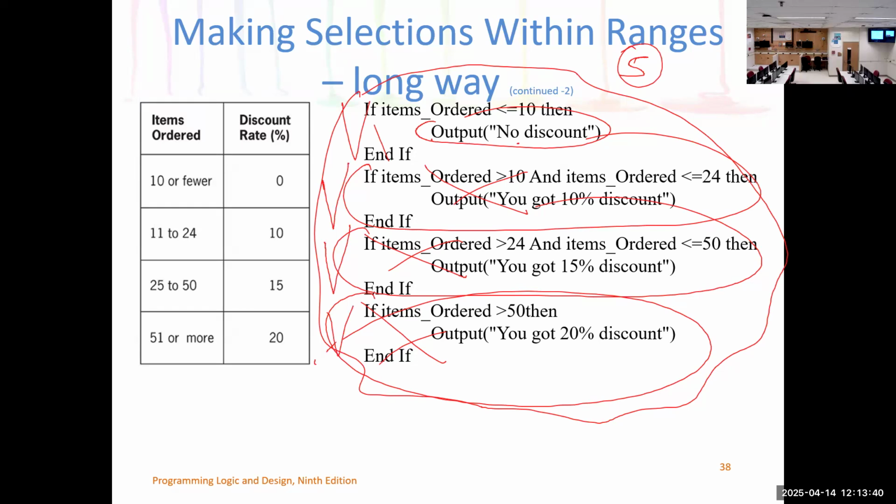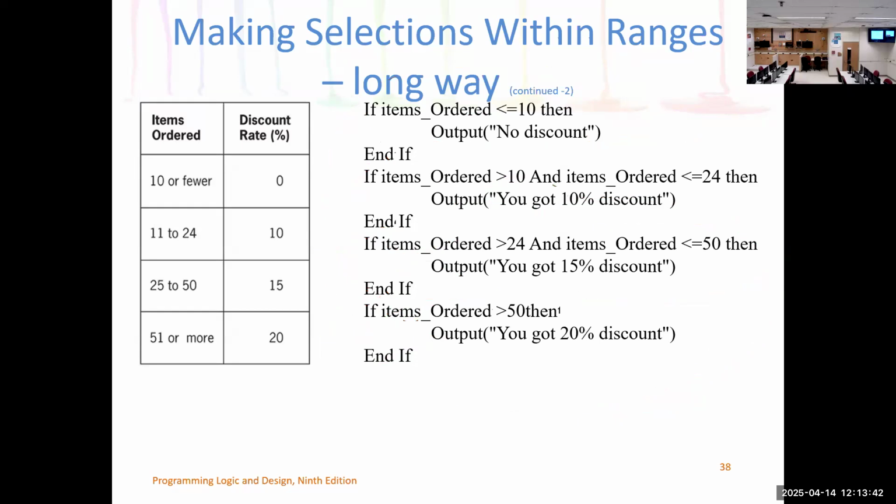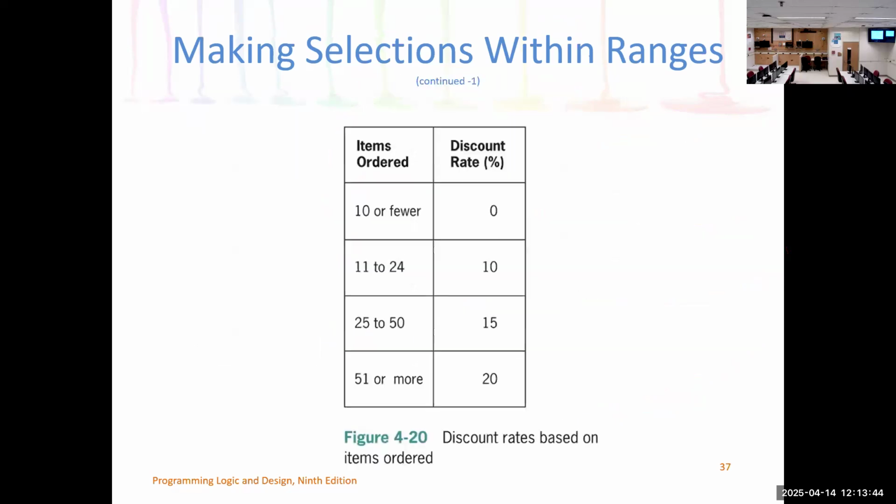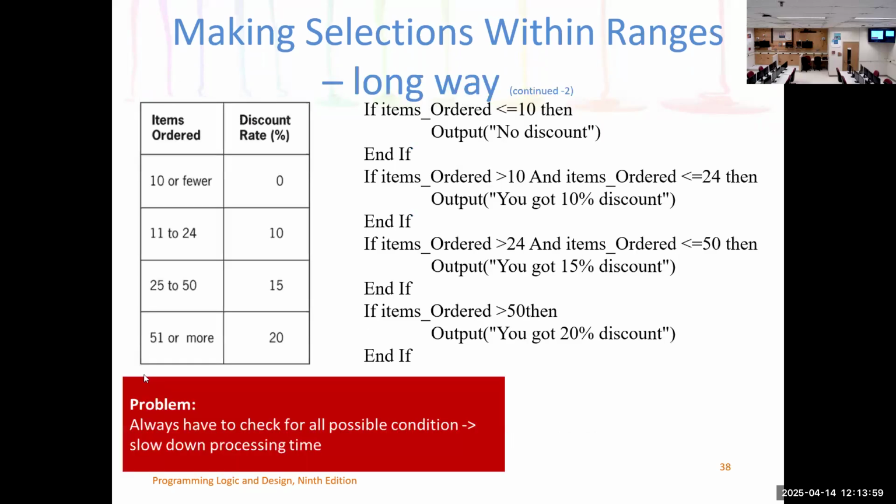So basically, in the case you work with a range here, remember that you work with nested selection. You have to put it nested together, right? So now this one here, I work with the nested here. In the case I work with nested here, you have to check all the possible conditions here. It really slows down the processing time here, right?